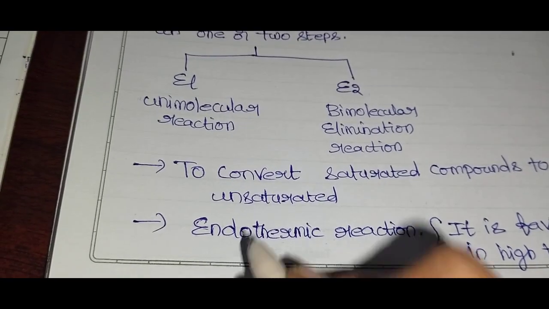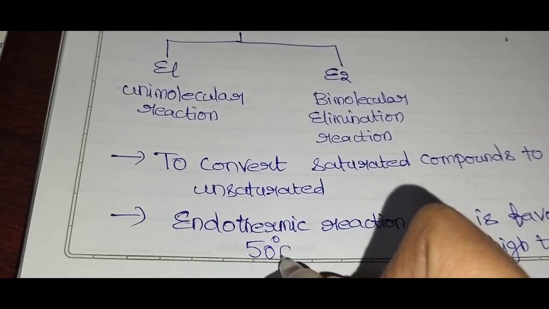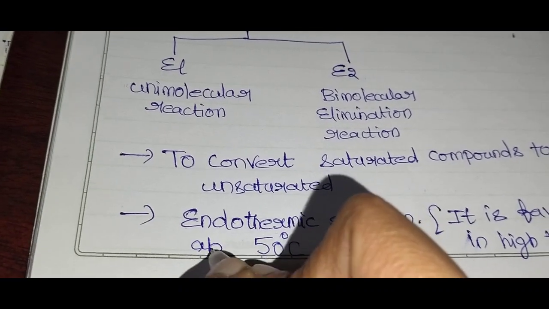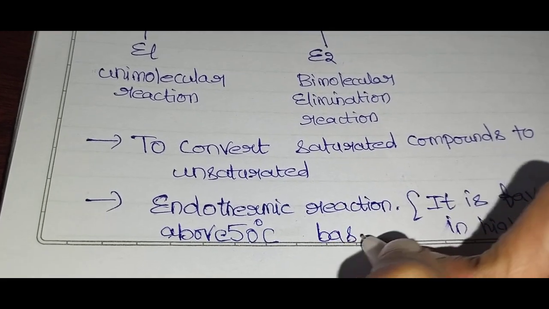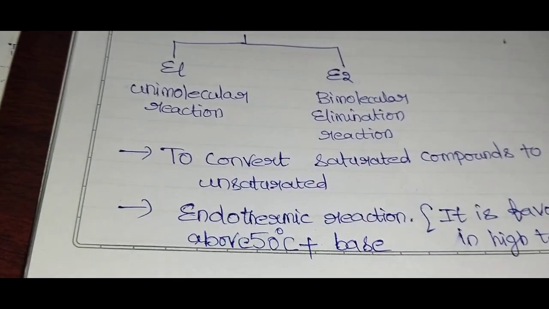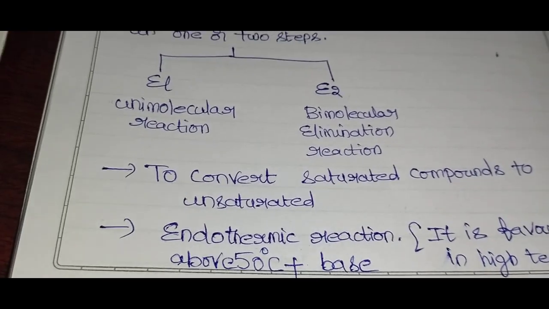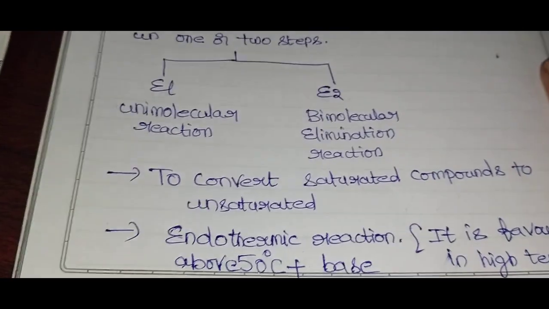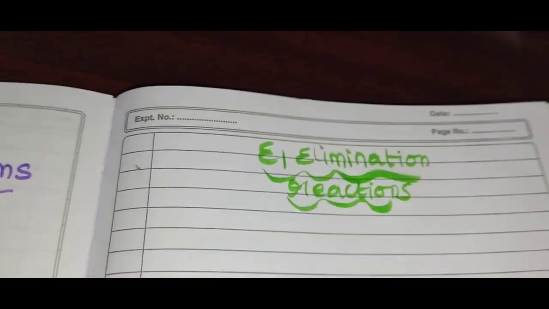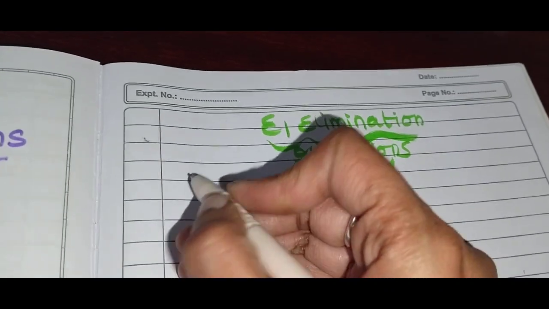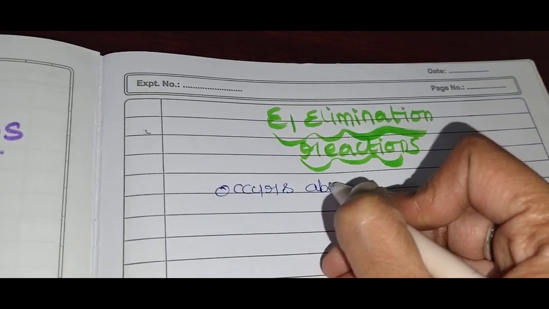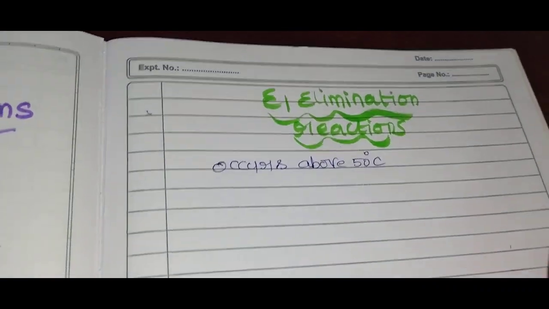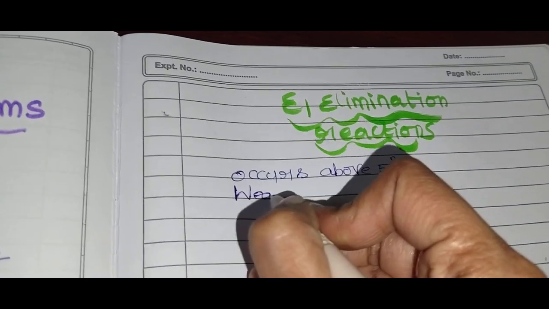It occurs above 50 degrees centigrade. So if the temperature is more than 50 degrees centigrade and along with it a base is required, these are the conditions for elimination reactions. Now we will study E1 reactions. Let me explain; we will study E1 elimination reactions in detail. Elimination occurs above 50 degrees, at high temperature, and it requires a weak base.